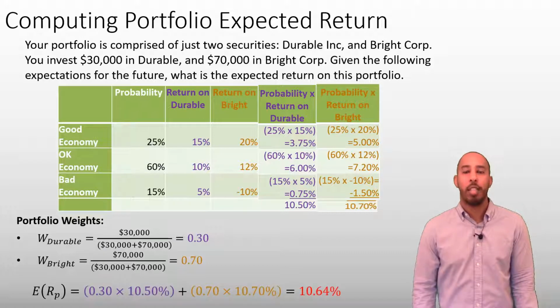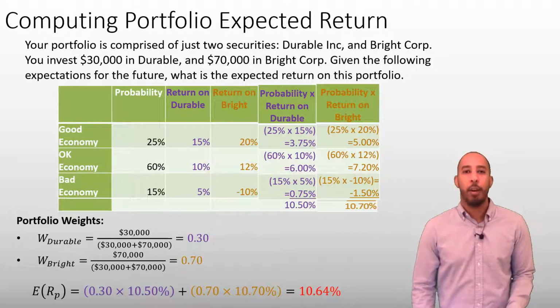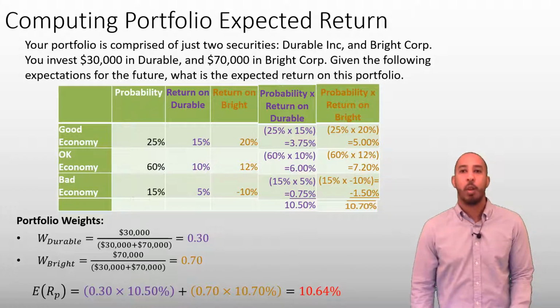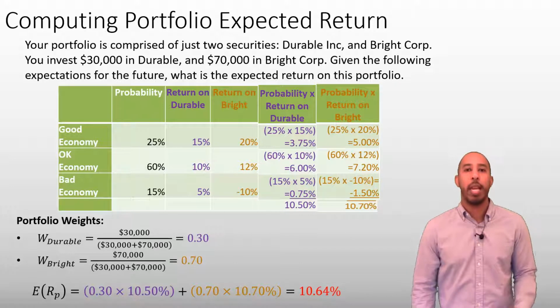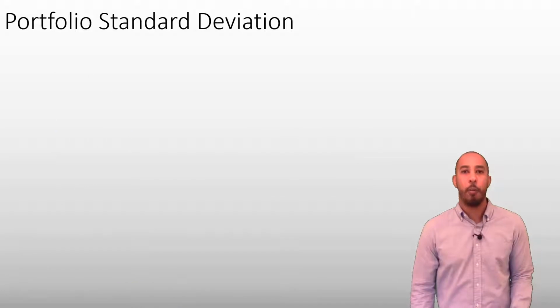Lastly, we need to put it all together to get the expected portfolio return. In our portfolio, 30% of our money is expected to get the return of Durable Corp, which was 10.5%, and 70% of our money will get the return of Bright Corp, which was 10.7%. So our portfolio expected return will be the weighted average of the two investments, which gives us a 10.64% expected return on this portfolio. We now have a measure of return for a portfolio.